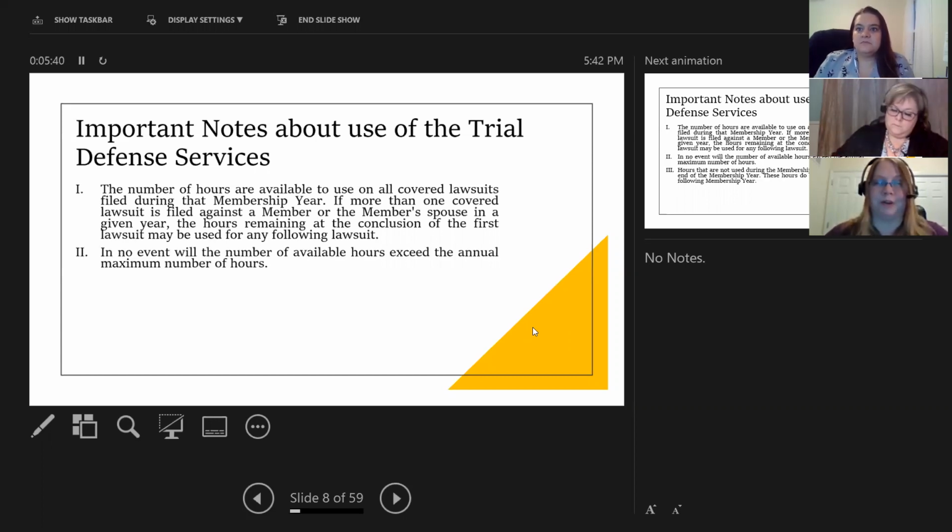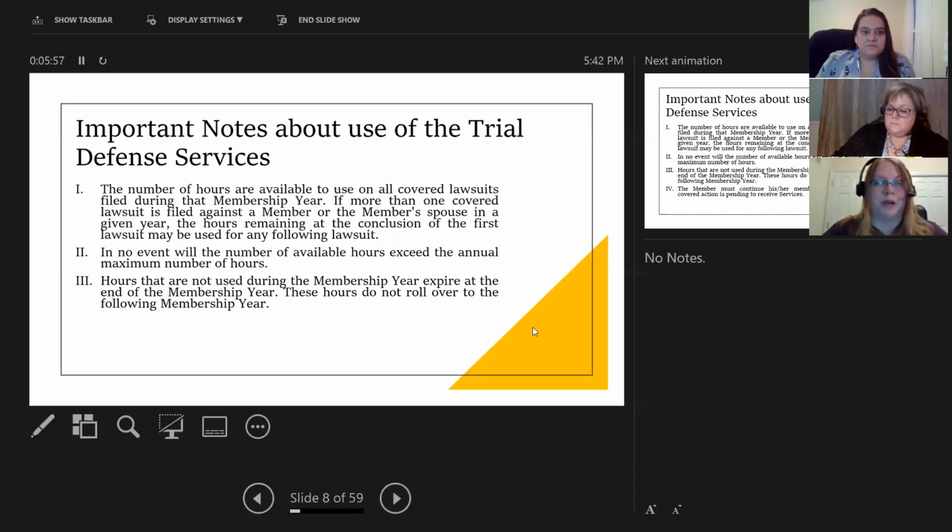Okay. In no event will the number of available hours exceed the annual maximum number of hours. So once that limit's hit, then it converts into a preferred member discount situation. And they would get their hours back the following year. Correct. Hours not used during the membership year expire at the end of the membership year. So those hours, there's no rollover of hours.